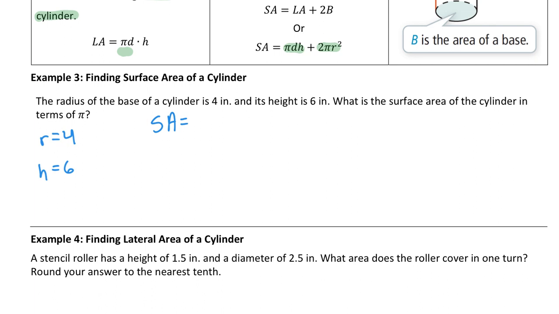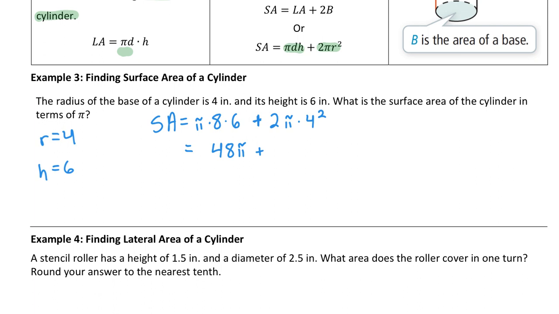So that is the perimeter of the base times the height. So pi times the diameter times the height. So pi times the diameter, which is 8, times the height, which is 6, plus 2 times pi times the radius squared, so 4 squared. I'm going to do my work to keep this in terms of pi. So pi times 8 times 6 is 48 pi. So that's the lateral area.